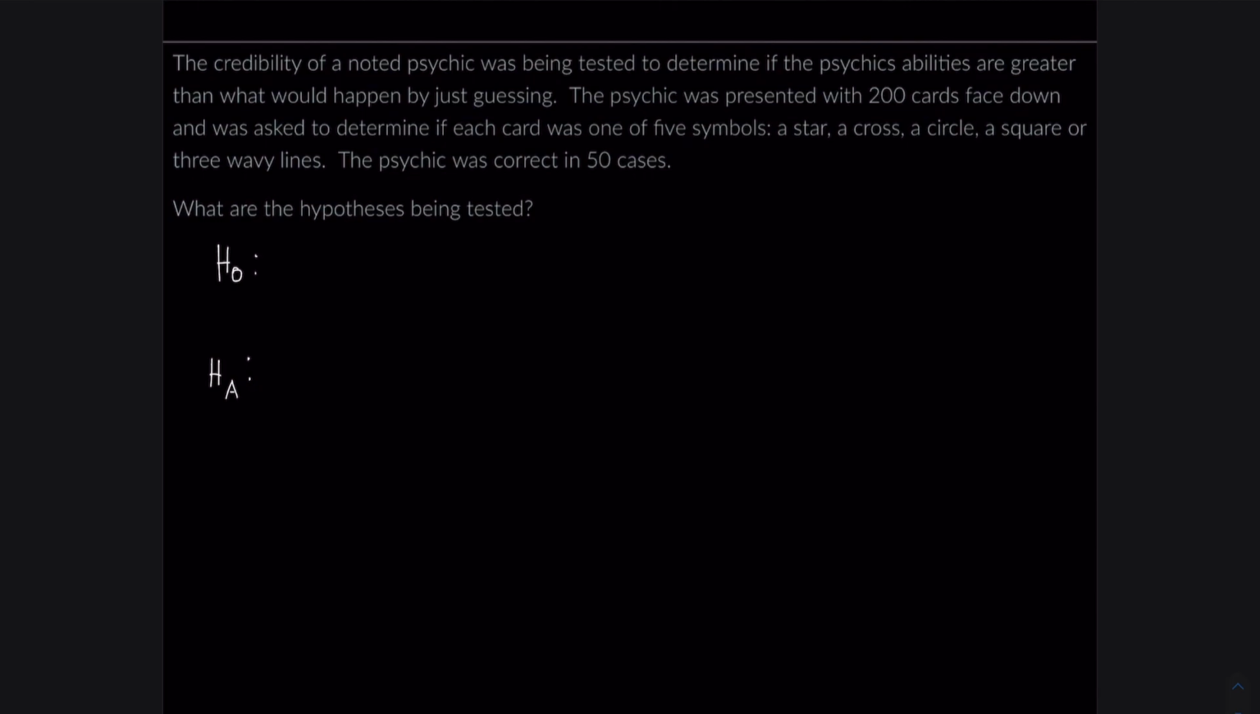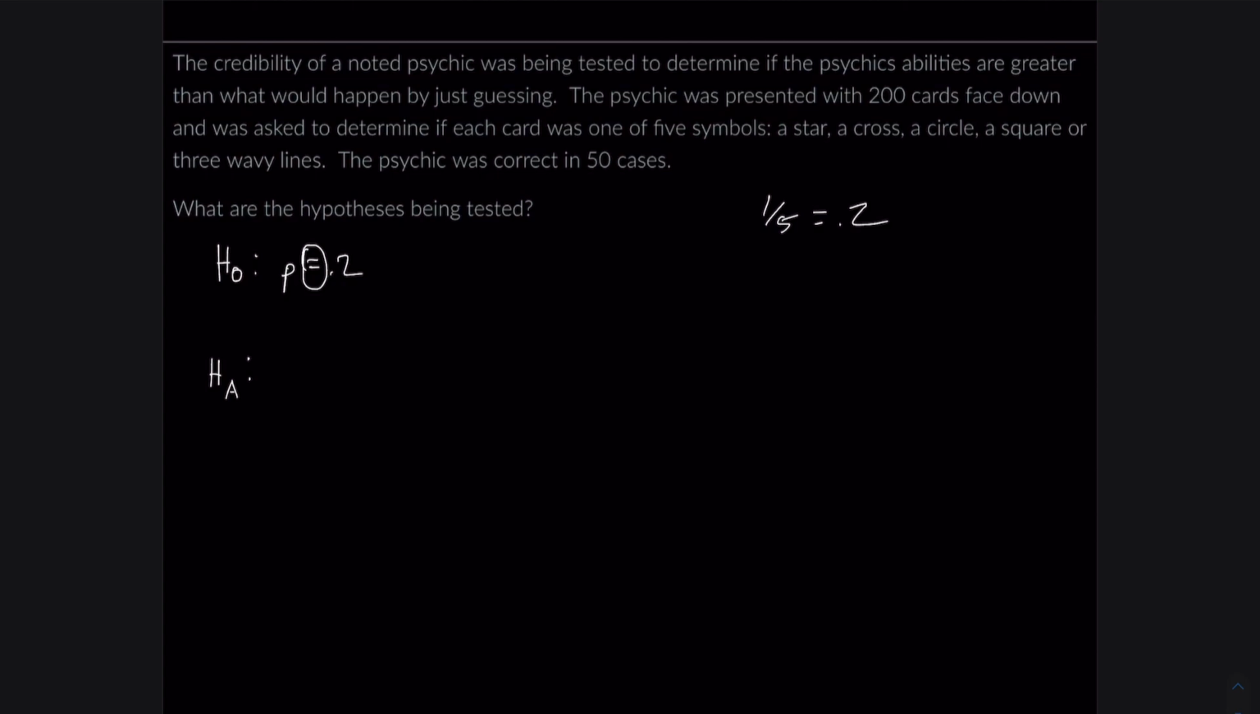So for the null hypothesis, we would say it would be by guessing. So it would be P equals 0.2, right? Because we have five symbols, and if you were just guessing, you would get 1 out of every 5 correct, which is equal to 0.2. So our null hypothesis is P equals 0.2. And whenever you have a null, it's always going to have an equal sign there. Always. So if you have a multiple choice question asking you what the hypotheses are, and it has a null hypothesis without an equal sign, then you know it's wrong immediately, because your null always has to have an equal sign.